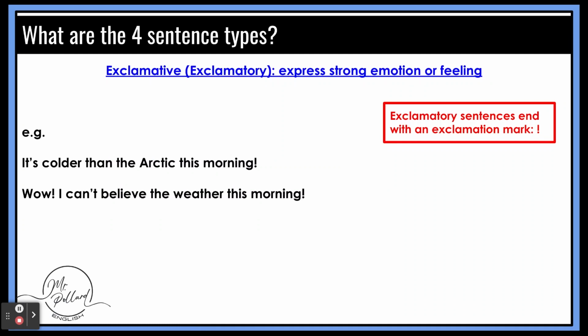And the fourth sentence type is what we call exclamative or exclamatory sentences. And these are used to express strong emotion or feeling. Exclamatory sentences end with an exclamation mark, so they're really easy to spot. A couple of examples here. It's colder than the Arctic this morning! Wow, I can't believe the weather this morning! So it's where you're showing strong emotions.